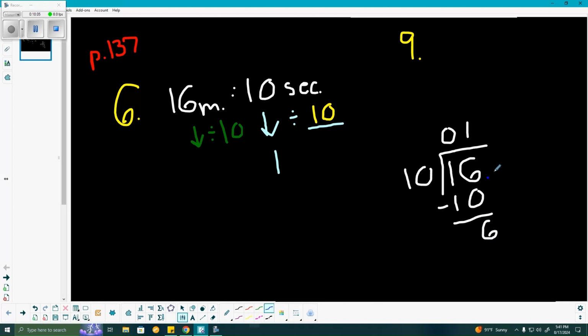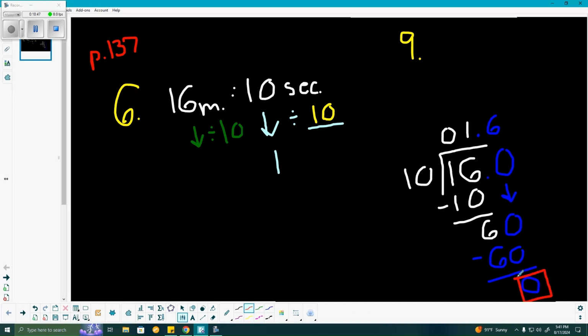Now, I'm out of numbers, but I have a remainder. I don't want a fraction this time, so what I'll do is make a decimal. When I make this decimal to add a 0, I will add my decimal up here to my quotient. I'll bring down this 0 and say 60. I know that 10 can go into 60 6 times. 6 times 10 is 60, and 60 minus 60 is 0.